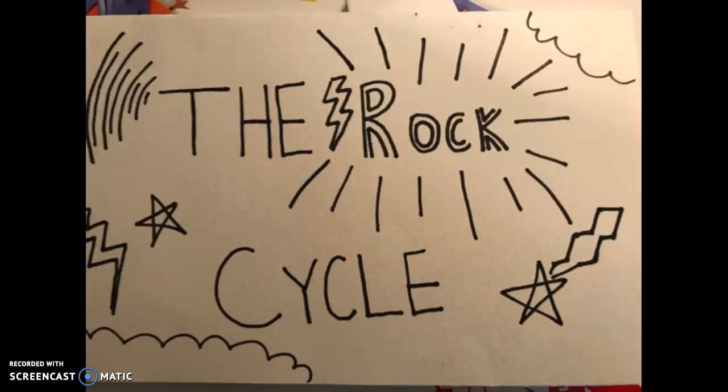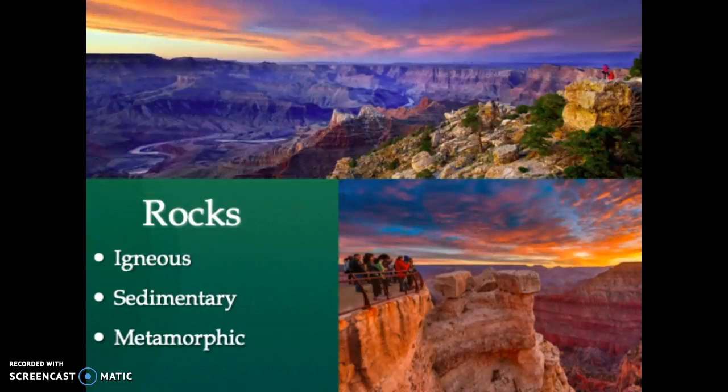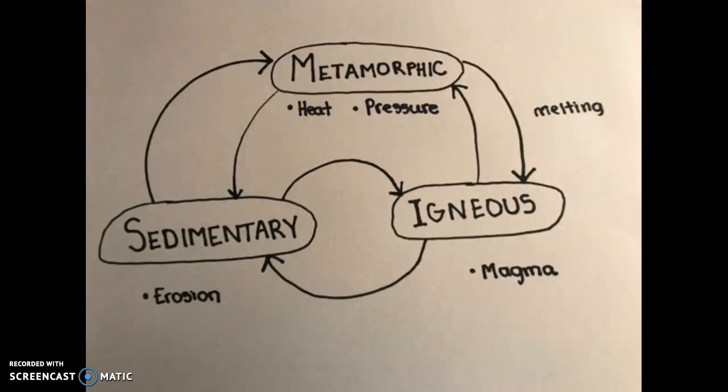The rock cycle! Okay, I am going to explain what the rock cycle is. Alright, so there are three different types of rocks. They are the igneous, sedimentary, and metamorphic. These rocks are super cool and they can do quite a few different things, and we're going to go into detail. First, I'm going to show you a picture of the rock cycle.